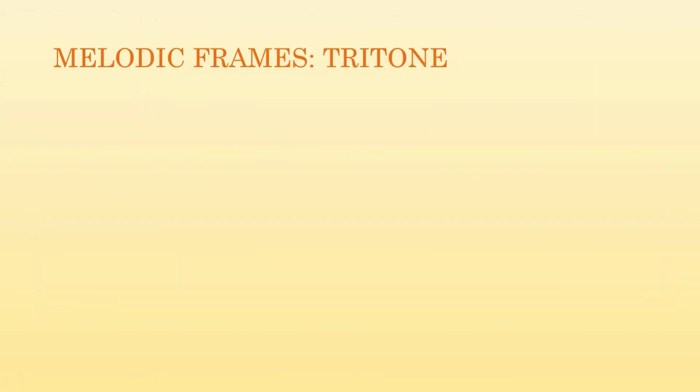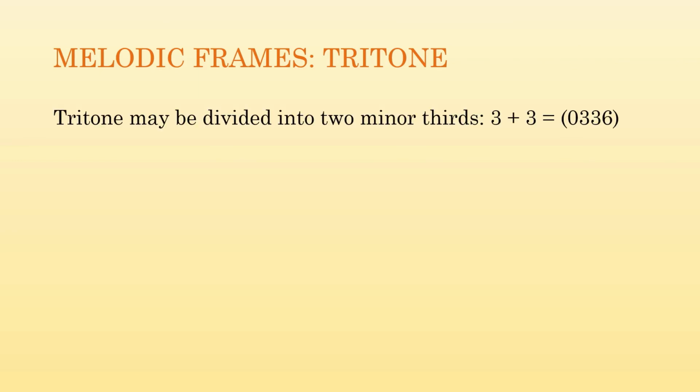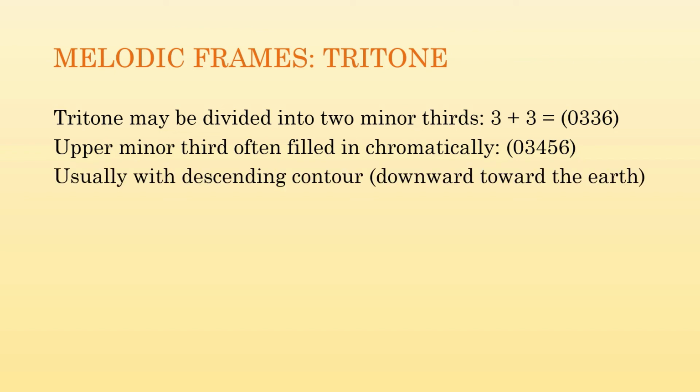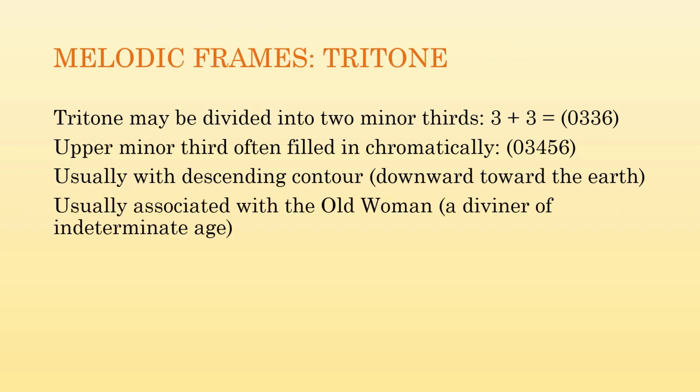The second of the three principal melody types involves melodies that fall within the span of a tritone. Some of these tritone-based melodies divide the tritone into two minor thirds, 3+3, or 0-3-3-6. The upper minor third is typically filled in chromatically, and as with the 0-2-3-5 melodies, the 0-3-3-6 melodies usually descend. Melodies of this type are strongly associated with the old woman, half human and half beast.